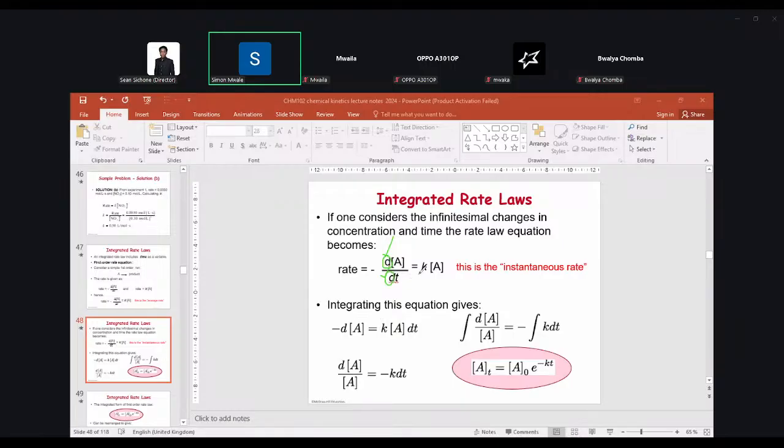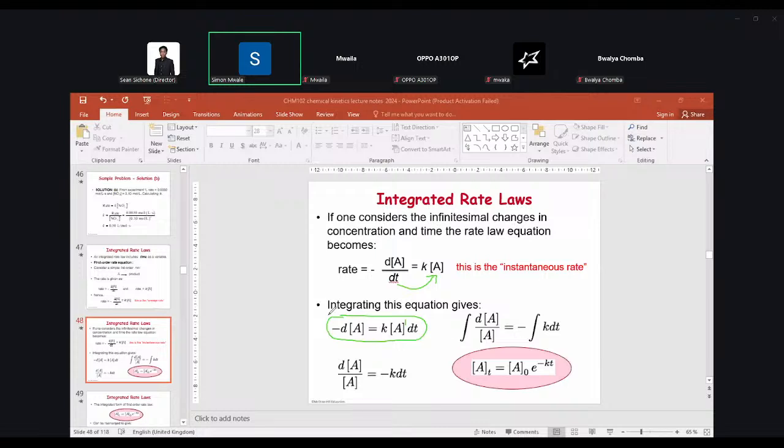So therefore, using this equation, I can make dA the subject of the formula by taking dt to the other side. If I take dt to the other side, then what I remain with is this part that I've written for you here. Negative dA is equal to K concentration of A dt. This is for a first order, so the value to which A is raised is 1.